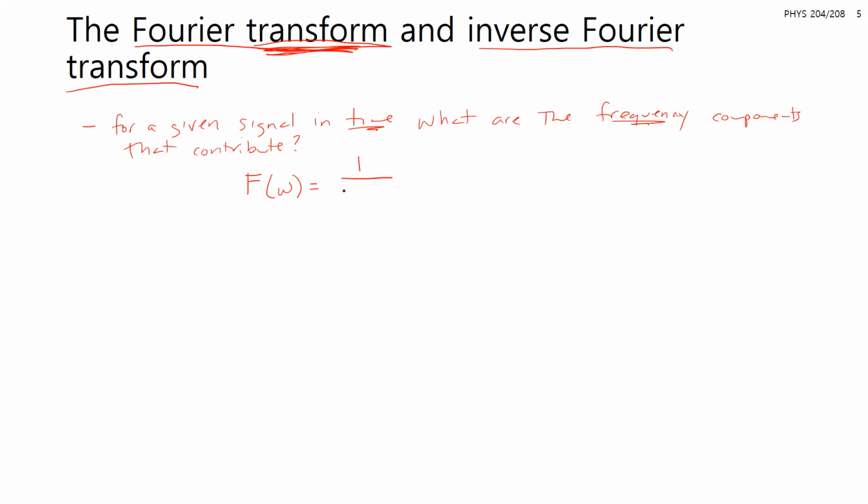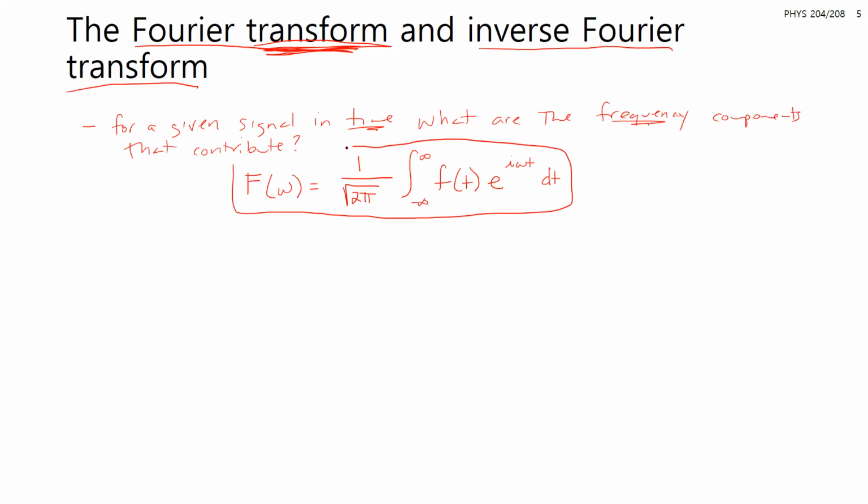And we're going to represent this mathematically as 1 over the square root of 2 pi times the integral from -infinity to infinity. Our signal in time is lowercase f of t, times the exponent e^(i omega t) dt, where it's important to note that this is positive here. So this is how you perform a Fourier transform, going from time to frequency, answering what frequency components contribute.